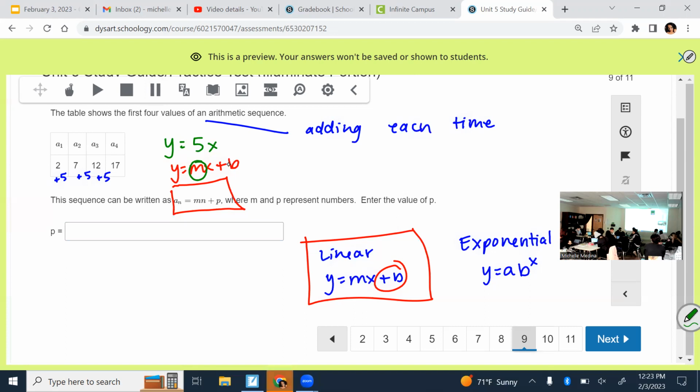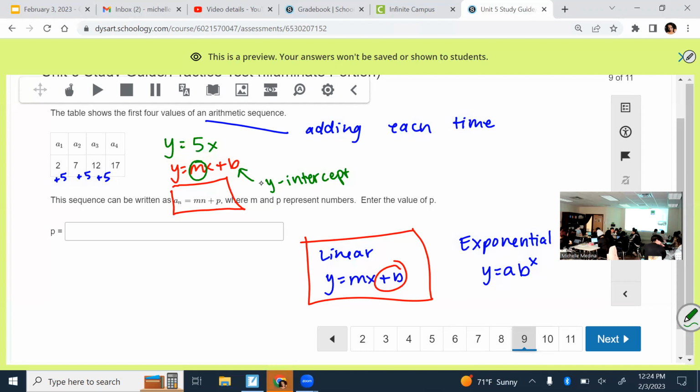And then b stands for, no, that's not appropriate. And I have it on recording, so you know. Okay. b stands for what? Y-intercept.